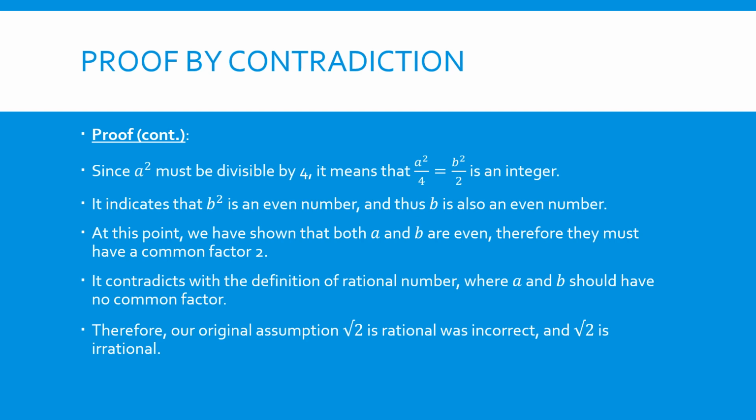Now, we have shown that both a and b are even. It contradicts the definition of a rational number, where no common factor should exist between a and b. Therefore, our initial assumption of square root 2 being rational must be wrong, and square root 2 must be an irrational number.